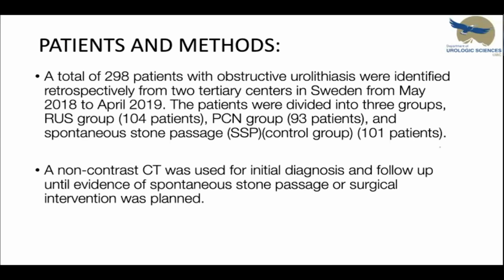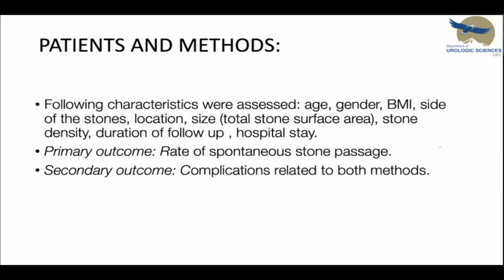A non-contrast CT was used for initial diagnosis and follow-up until evidence of spontaneous stone passage or until surgical intervention was planned. The following characteristics were assessed: age, gender, BMI, size of stones, location, stone density, duration of follow-up, and hospital stay. The primary outcome was to assess the rate of spontaneous stone passage. Secondary outcome was complications related to both methods.